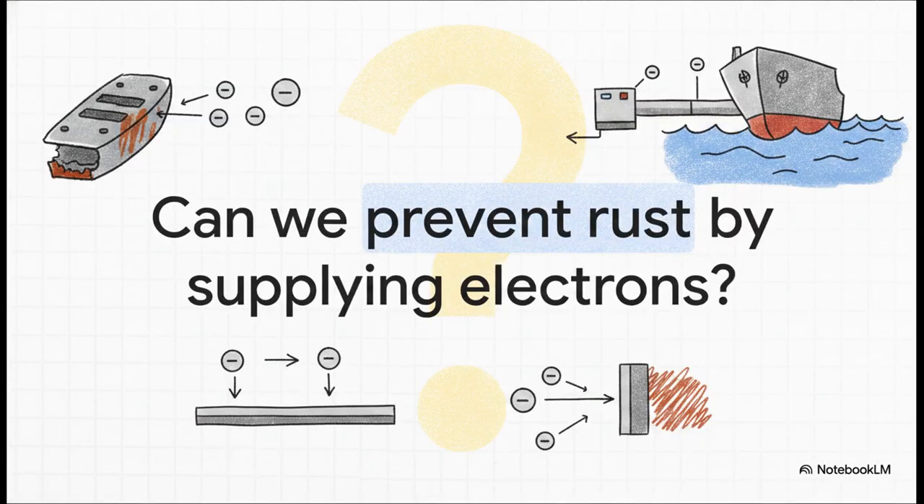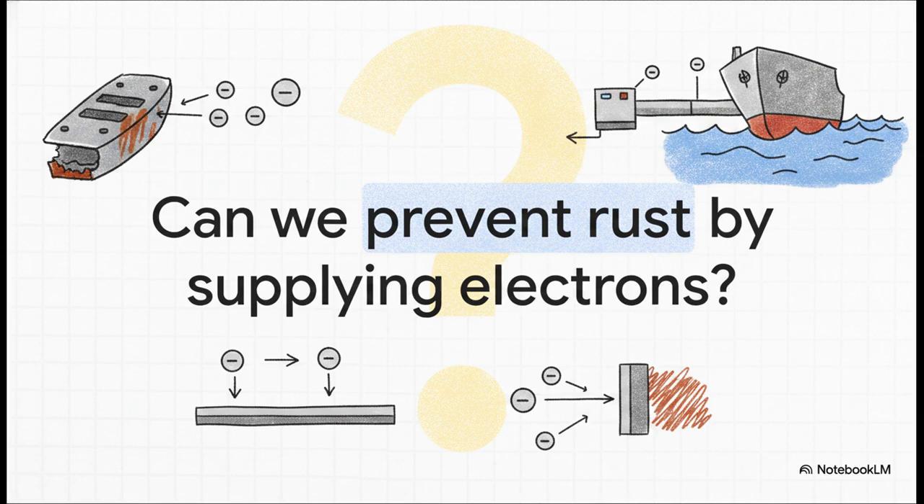Which brings us to a really fantastic final thought. If corrosion is fundamentally just the loss of electrons, can we prevent a metal from rusting simply by supplying it with a constant stream of new electrons? Well, the answer is yes, and it's an actual real-world engineering trick they use to protect massive ships and pipelines.